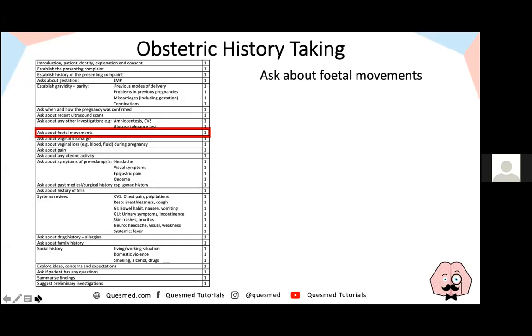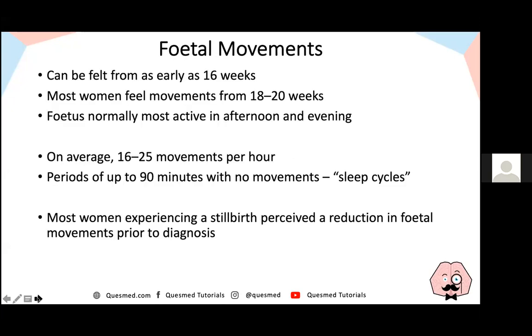We ask specifically about fetal movements, and be mindful of gestation. So fetal movements are normally felt as early as 16 weeks, but usually felt about 18 to 20 weeks. And babies will tend to settle into a pattern. So they'll be most active in the afternoon or evening, and sometimes the woman will be able to tell you exactly when her baby is most active. So on average, there's up to 25 movements per hour, and there can be periods of up to 90 minutes with no movement. And that's what we call a sleep cycle. That's not worrying.